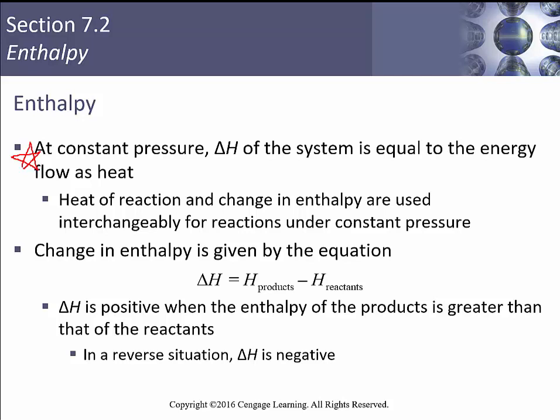Our change in enthalpy is given by the equation delta H is equal to the enthalpy of the products minus the enthalpy of the reactants. Right, so final minus initial. Delta H is positive when the enthalpy of the products is greater than that of the reactants, and in the reverse situation delta H is negative. So this is just getting back to that endothermic and exothermic process. Right, so here is our exothermic process. Delta H is going to be negative because the energy of our products is lower than the energy of our reactants, and vice versa for your endothermic reactions.